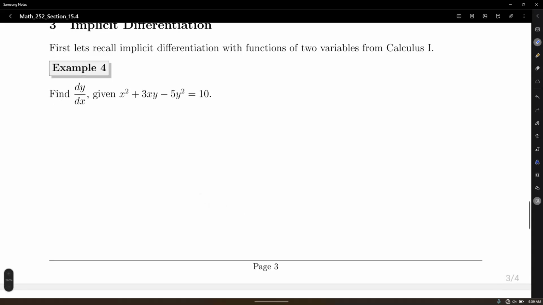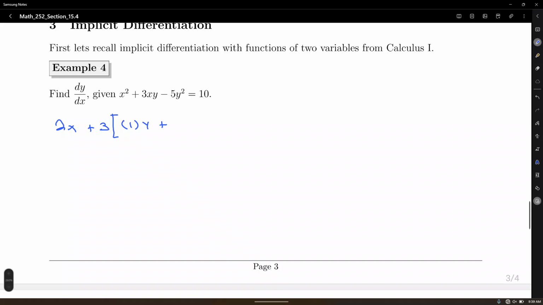To differentiate an implicit function, we use the exact same rules. The derivative of x squared is 2x, plus 3 times, I'm going to factor out the 3 and save that for later, and focus on the xy, that's going to require a product rule. So the derivative of x times y is 1 times y, plus the derivative of the second factor, which is y, times the first factor.